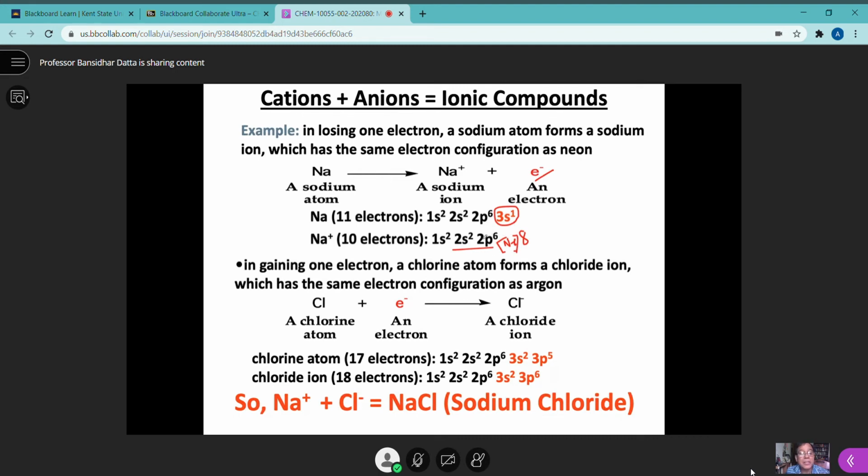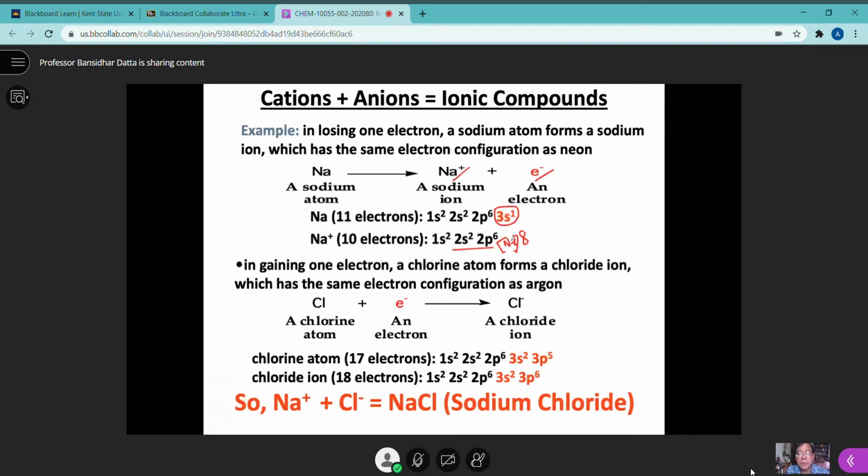Why? Because it has 11 protons in the nucleus and 11 electrons. 1 electron is gone, 11 protons still remain, and there are only 10 electrons now. Therefore the residual net charge is 1 plus. So that's why 1 plus.